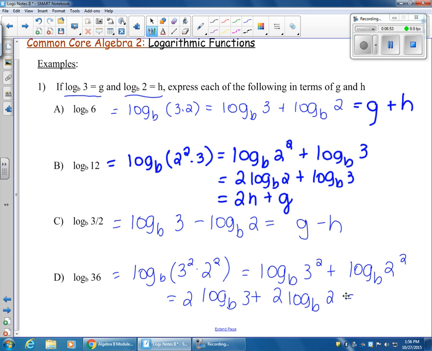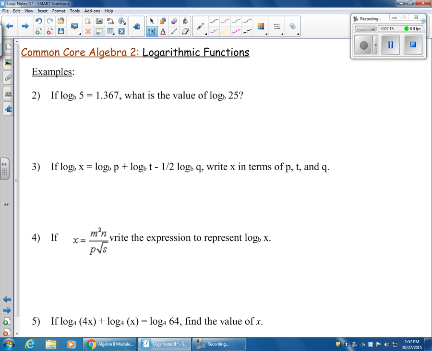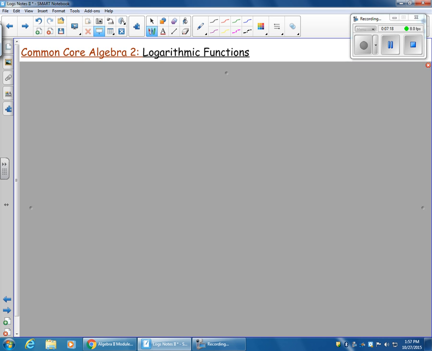Then we can make the substitution because now we have log base b of 3. So we can make that g and this h. So 2g plus 2h. So this is just one type of problem you can see where you need to make a substitution. You need to use the rules, expand it, make a substitution. If you look at the next page, the first one is similar to this, except that you're using a number.